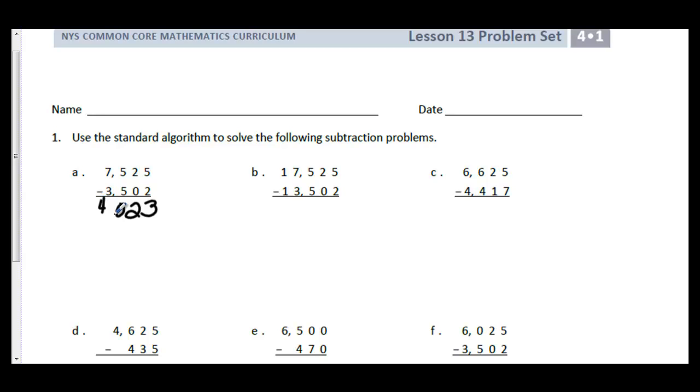And 7 minus 3 is 4. So the answer is 4,023. 5 minus 2 is 3. 2 minus 0 is 2. 5 minus 5 is 0. 7 minus 3 is 4. So again, 4,023. Exact same answer, right?